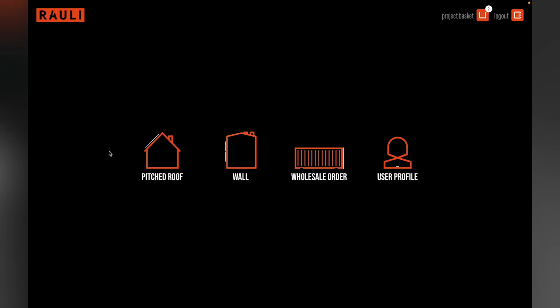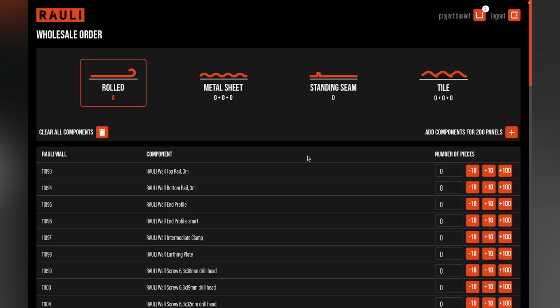Let's talk about the wholesale order. This means situation when you want to order enough RAULI components directly to your own warehouse to last for a long time. Here we see the different roof types and add components for 200 panels icon. By clicking here, the calculator will determine the required number of rails, brackets, end and middle clamps, and all necessary components to install 200 panels for the selected roofing material.